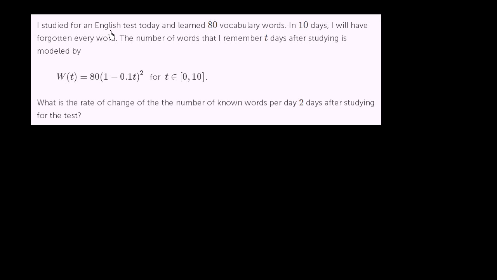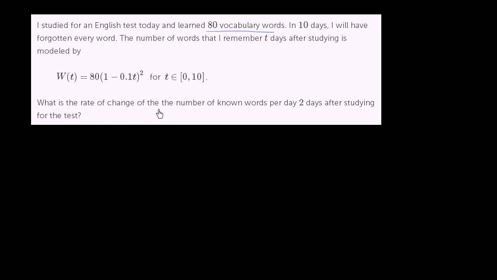I studied for an English test today and learned 80 vocabulary words. In 10 days, I will have forgotten every word. The number of words that I remember t days after studying is modeled by W of t, the number of words I have in my head as a function of time, equal to 80 times (1 minus 0.1t) squared, for t between 0 and 10, including the two boundaries. That's why we have brackets right over here.